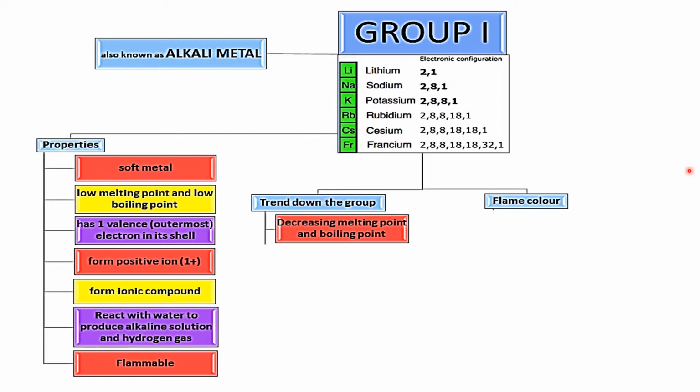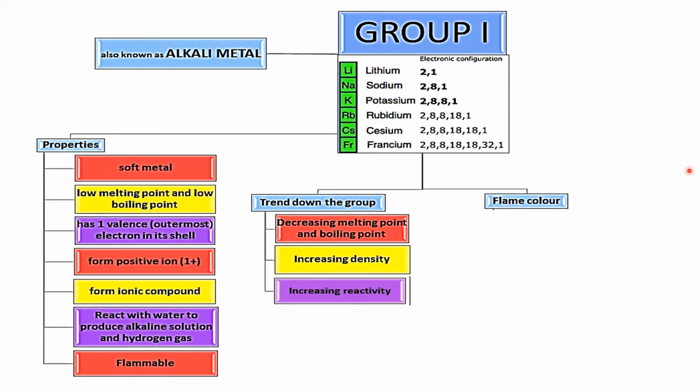Going down their group, their melting point and boiling point decreases, and their density increases. However, their reactivity increases. So which means between lithium and potassium, potassium is more reactive than lithium.